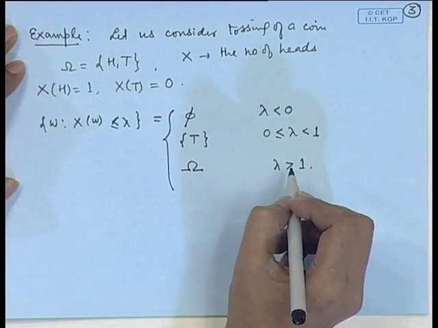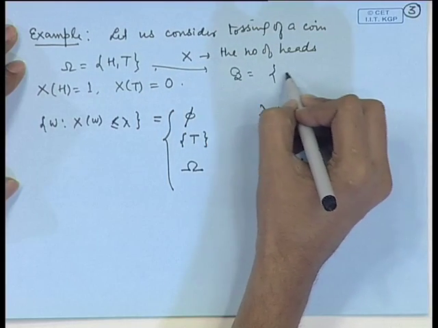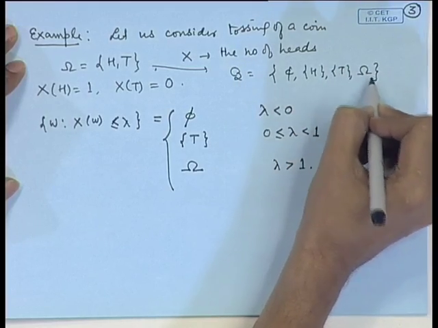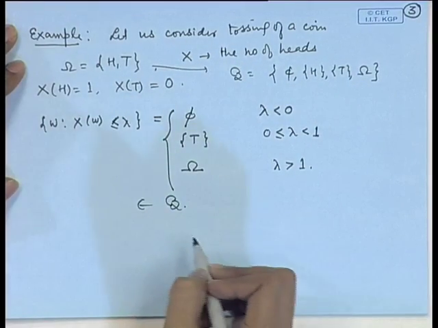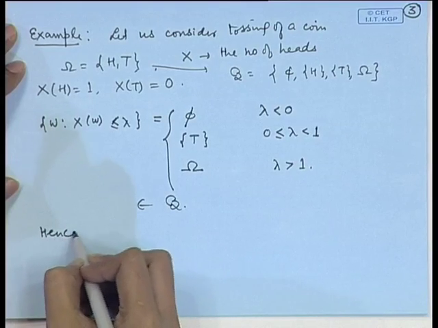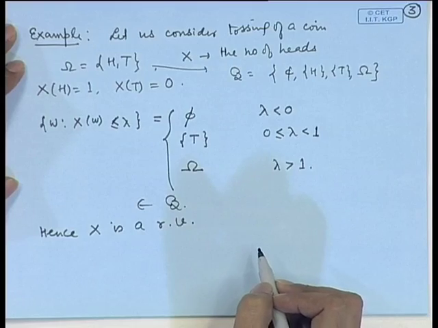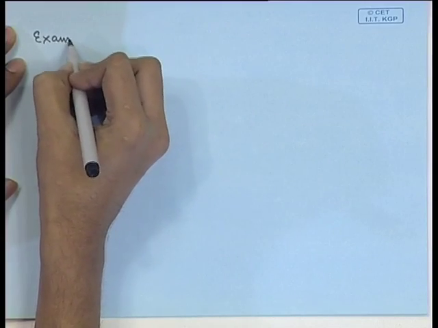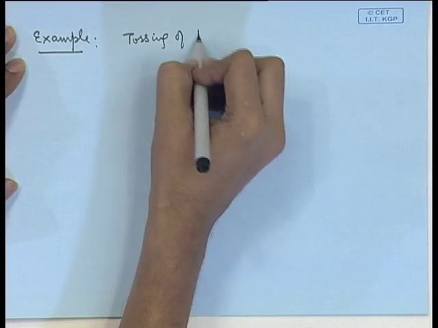So, if my sigma field here consists of phi, {H}, {T} and omega, then you can see that this set always belongs to B. Hence, this X is a random variable. Let us take another example, say tossing of two dice.